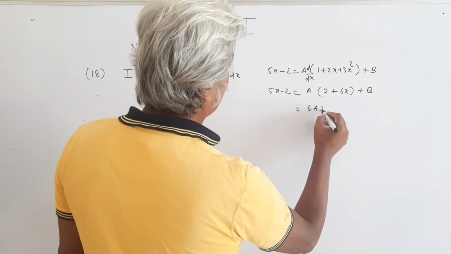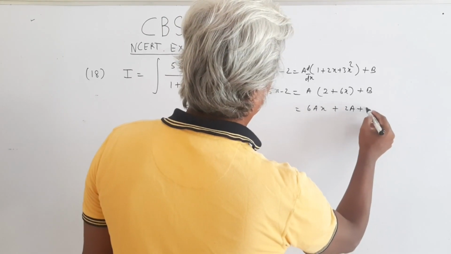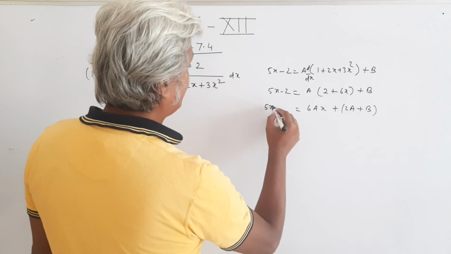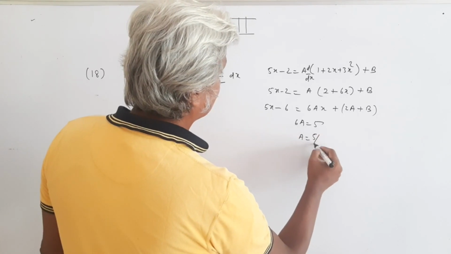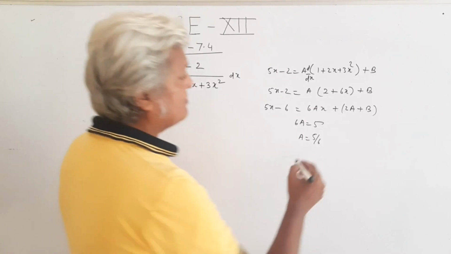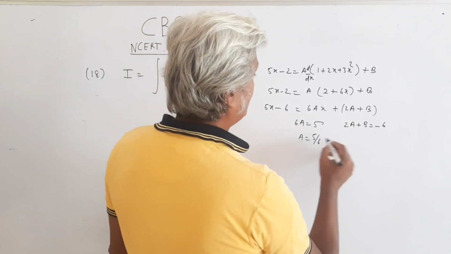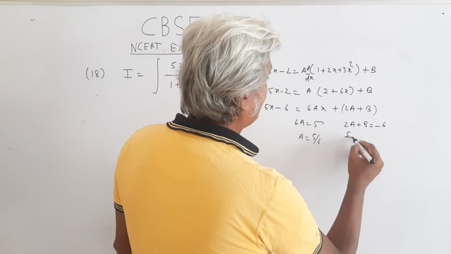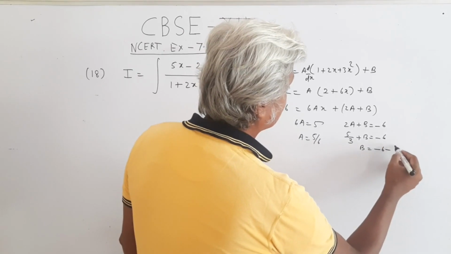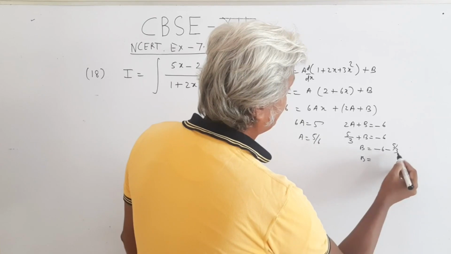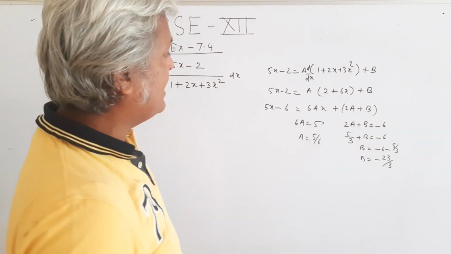So on differentiation you get a times (2 plus 6x) plus b, and this is 5x minus 2. So we'll get 6ax plus 2a plus b, and this is 5x minus 2. So 6a is 5, a is 5 over 6, and 2a plus b is minus 2. So 2a will be 5 by 3, plus b is minus 2. So b is minus 2 minus 5 by 3. So b is minus 11 over 3. So we got a is 5 by 6 and b is minus 11 by 3.